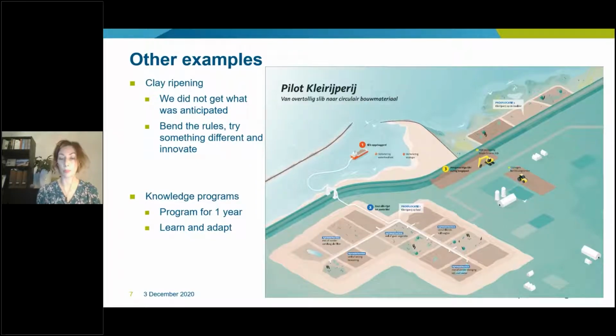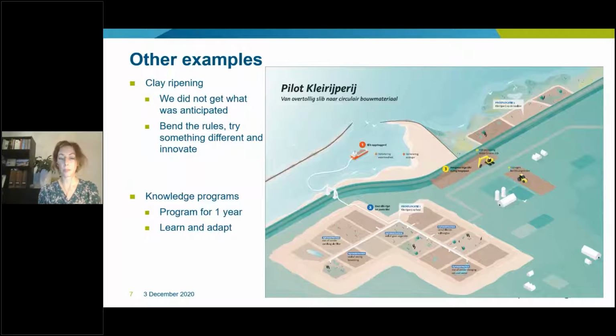that adaptivity is important. For instance, the clay ripening project, also an Ecoshape project, where dredge material is brought on land and it's dried, and then it should be used for dike reinforcement. Well, we did not exactly get what was anticipated, and for dike reinforcements, you are obliged to use a specific kind of clay. But now what do we do? We are testing if we can bend these rules a bit, try if we can use the clay with other specifications, and of course with the same safety levels. That is a top priority. But we do innovate. We innovate because nature gave us something different than we anticipated.